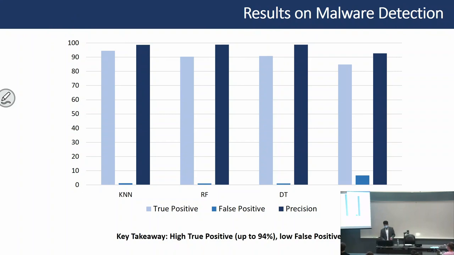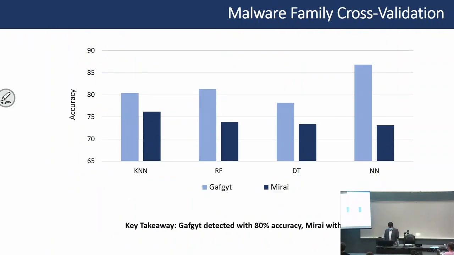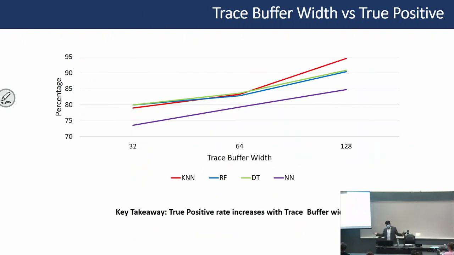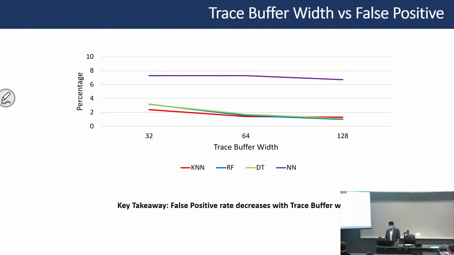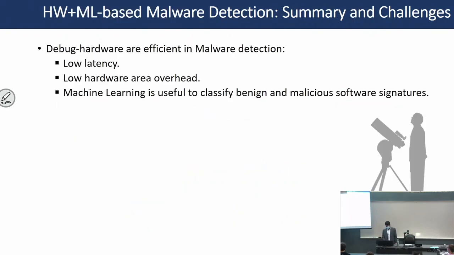We have a very high true positive and a low false positive rate. We did a malware family cross-validation, meaning we are training on one family of malware and trying to identify on the other family of malware. We got significantly good accuracy. We increased the trace buffer width. What does that mean? That means we are getting a more detailed view of the internal circuit, right? When we get that, we expect better performance. So we're getting higher true positive rate and lower false positive rate, which is quite expected.